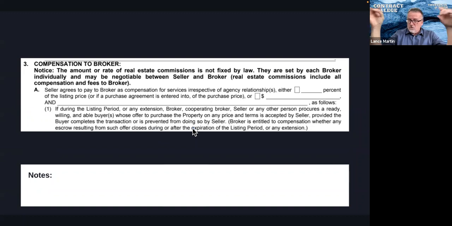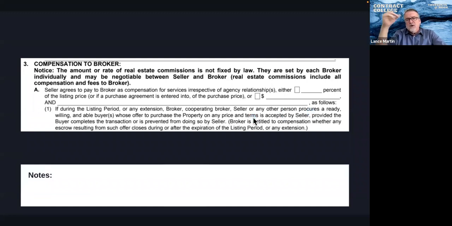Okay, so let's go through those a little in each example here. So the seller says, I'm going to pay you a commission of 6% at $850,000. The next paragraph 1 basically says, I'm going to pay you that if you bring me a buyer, if another agent brings me the buyer, if the seller themselves brings a buyer, or anybody else comes ready, willing, and able to purchase that property, a commission is owed.